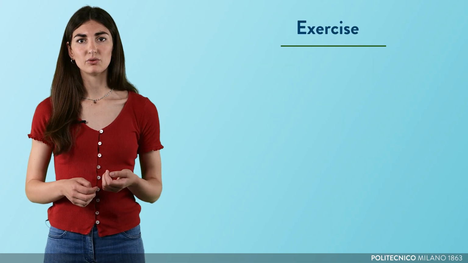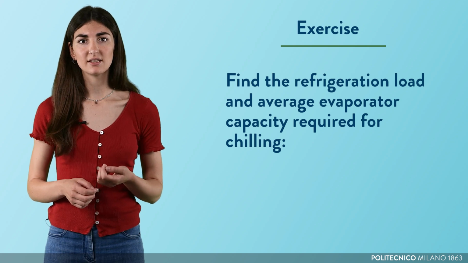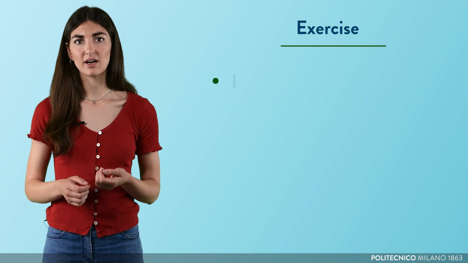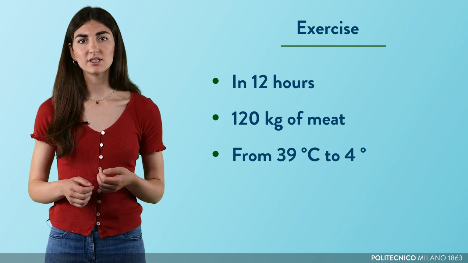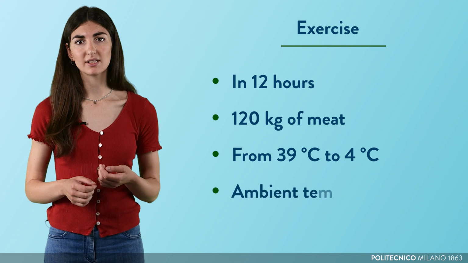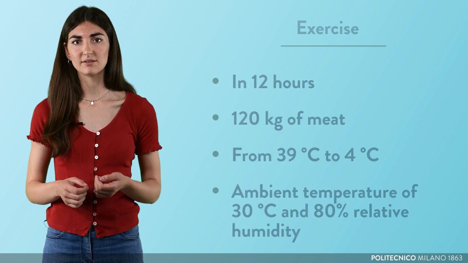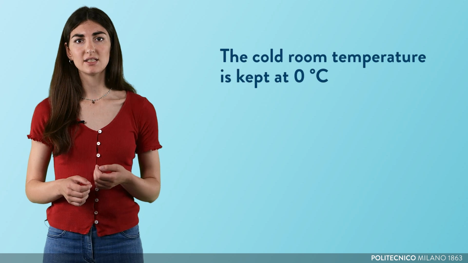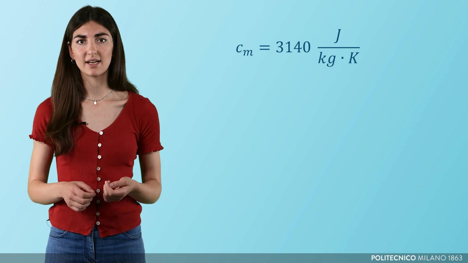Let's now try to calculate a real existing cold room. Find the refrigeration load and average evaporator capacity required for chilling in 12 hours 120 kilograms of meat, beef, from 39 °C to 4 °C, considering an outdoor ambient temperature of 30 °C and 80% relative humidity. The cold room temperature is kept at 0 °C. The specific heat of the beef is 3140 joule per kilogram Kelvin.